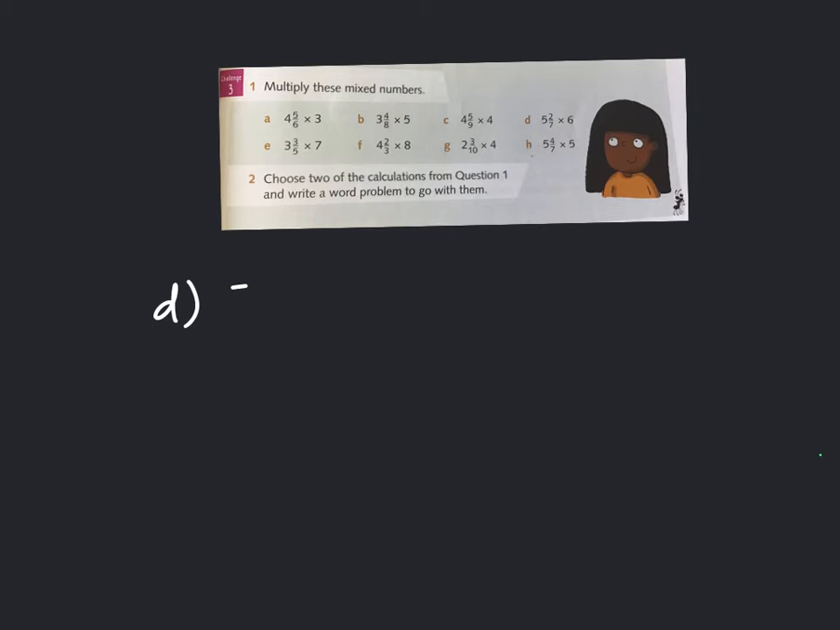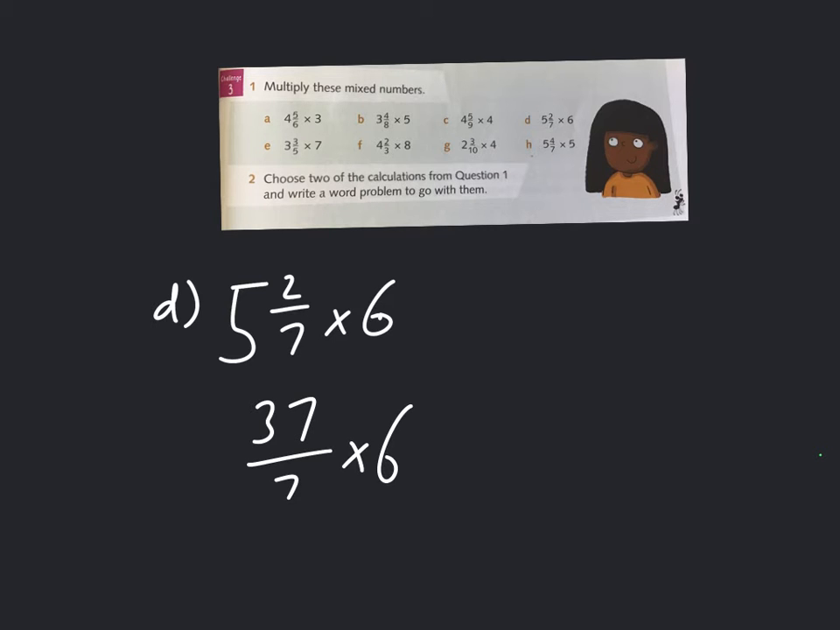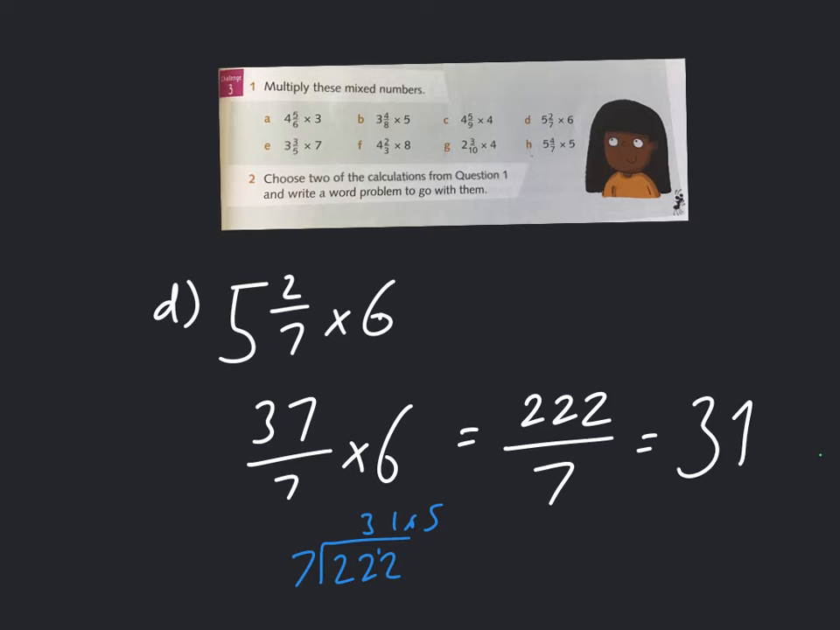Okay, looking at question D, that's 5 and 2/7 times 6. 5 7s are 35, plus 2 is 37, so I'm looking at 37/7 times 6. When I'm multiplying by 6 again, I'm going to split it up into 10s and 1s. So 6 times 30 is 180. 6 7s are 42. So that gives me 222/7. So I'm going to divide that again to see how many 7s there are in 222. When I did that, I got 31 remainder 5. So my answer is 31 and 5/7.